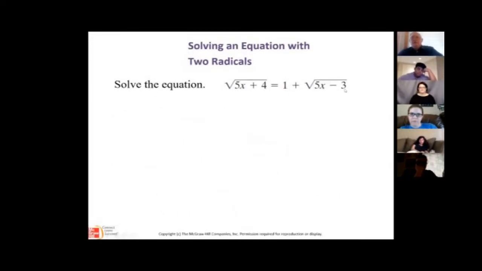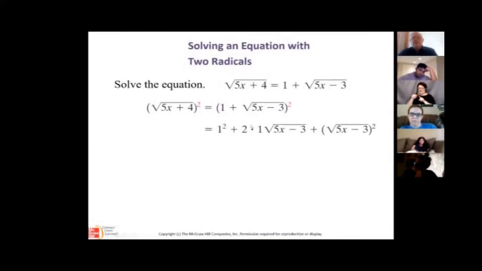Once again, in addition to the two radicals, we've got an extra term, so we're going to end up squaring this one twice. There we do it the first time. This will just be 5x plus 4. This we have to FOIL. Here's the FOIL of it. First term squared, 2 times first times last, and last term squared. Simplifies to that.